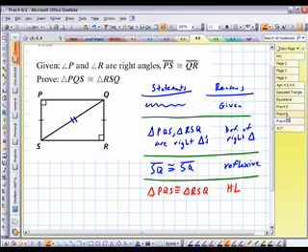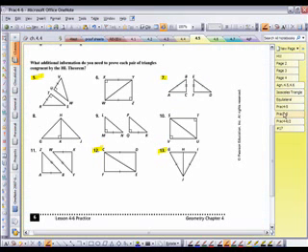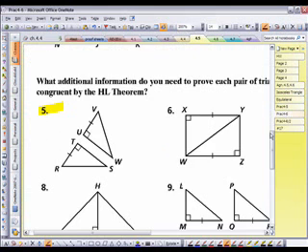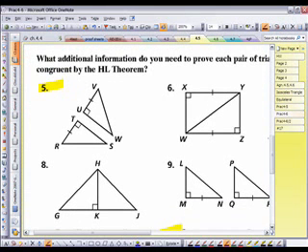Now this is looking at the same type of thing, but just sort of the rudimentary parts of a proof. What more would you need in order to show that each pair of triangles is congruent by HL? So here I've got the right angles, so they're right triangles. I've got a leg, but I would also have to show that the hypotenuses were the same. So the additional information I would need is that VW is congruent to RS. That's the part of information I would have to add on.